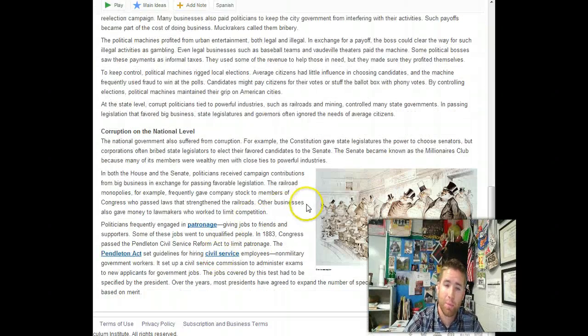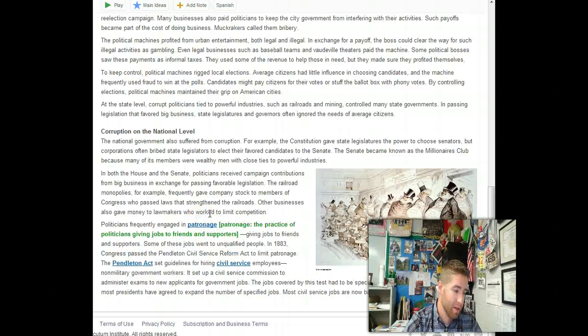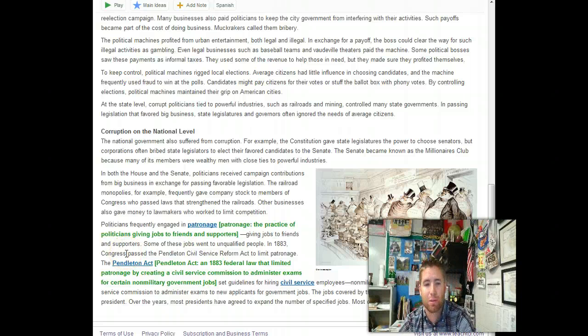One of the other problems was something called patronage. Patronage is when you give friends a specific job. For example, if you're a politician and you want money from some people you know, and they say, hey, I'll give you X amount of dollars if you give me a job in government when you win the position. And they would say, yeah. Well, the problem was you're not getting the best people for the job. And it's just unethical. It's wrong. And so they create something called the Pendleton Act. Pendleton Act, 1883, a federal law that limited patronage by creating a civil service commission to administer exams for certain non-military jobs.